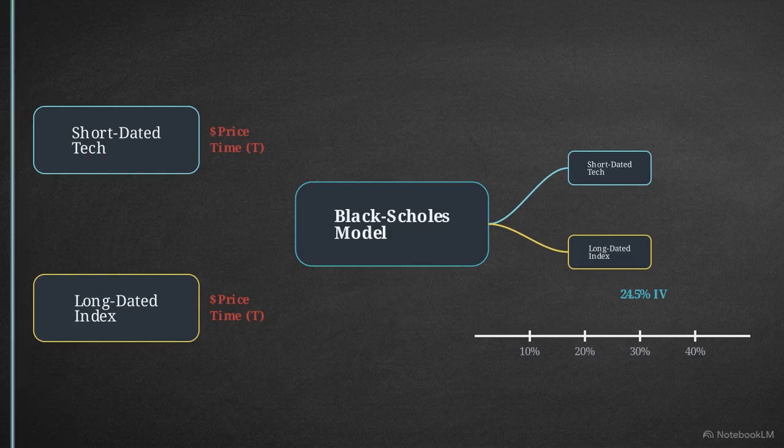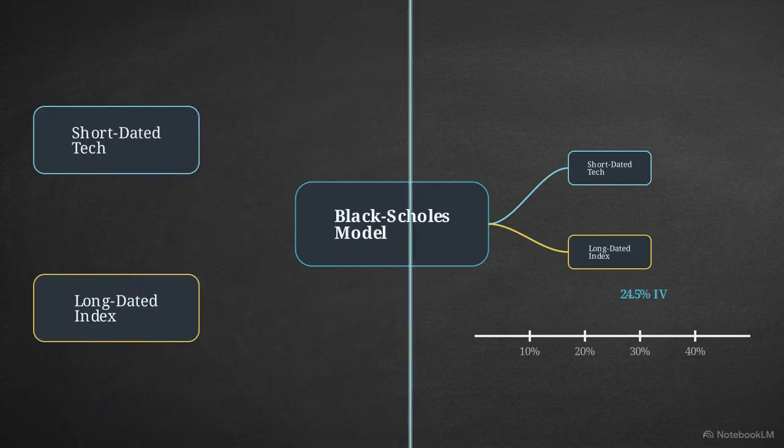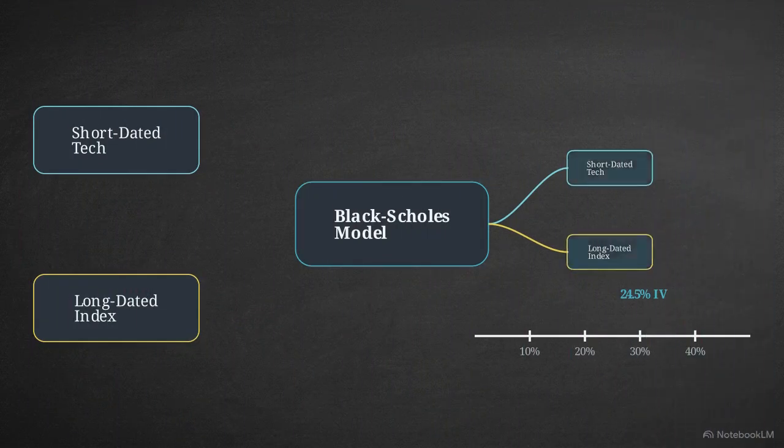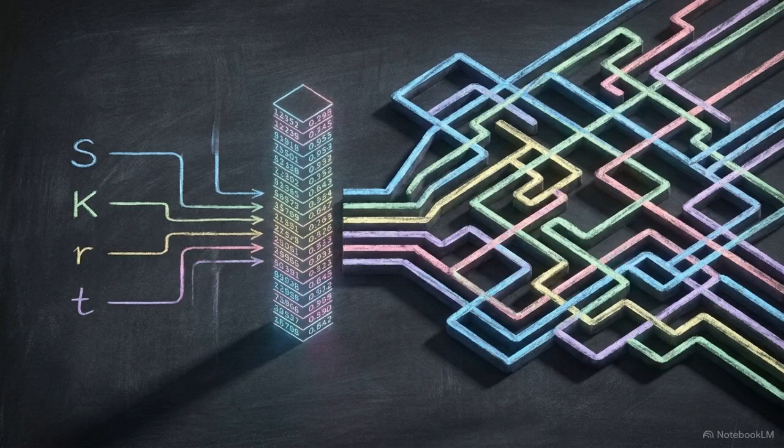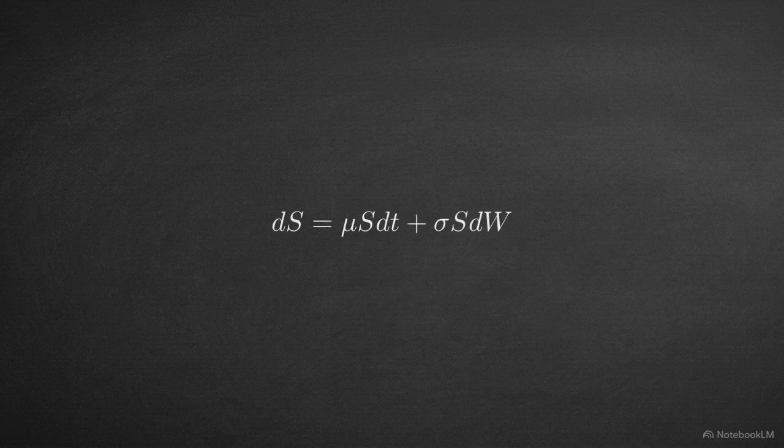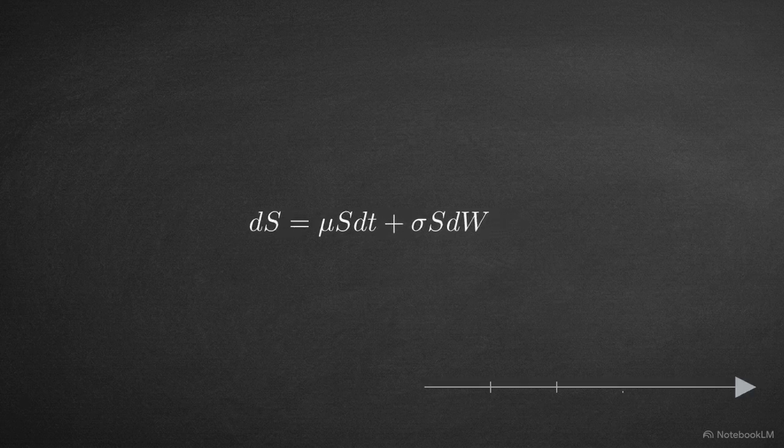Raw dollar prices scale mechanically with the stock price and time to expiry, masking the underlying risk. Implied volatility strips those variables away. Modern quantitative finance treats Black-Scholes as a standardized unit of account, providing a shared language that keeps the entire global market comparable. This is the stochastic differential equation for geometric Brownian motion.